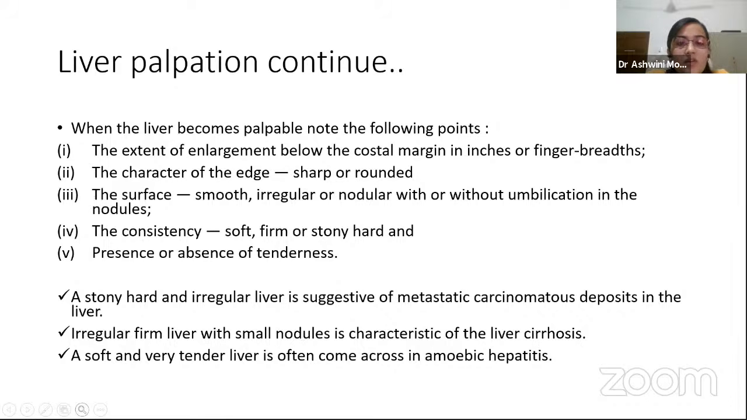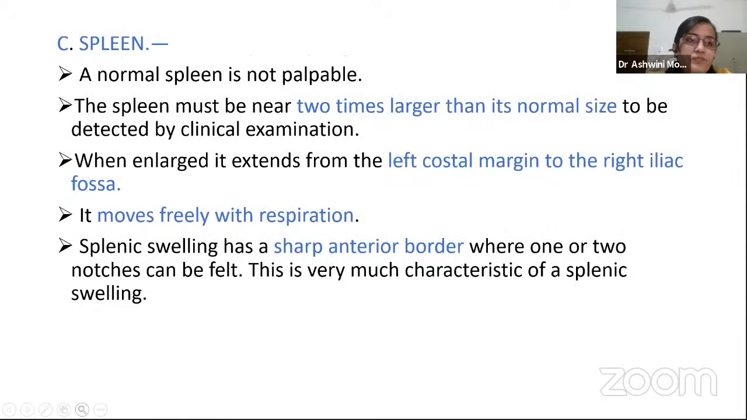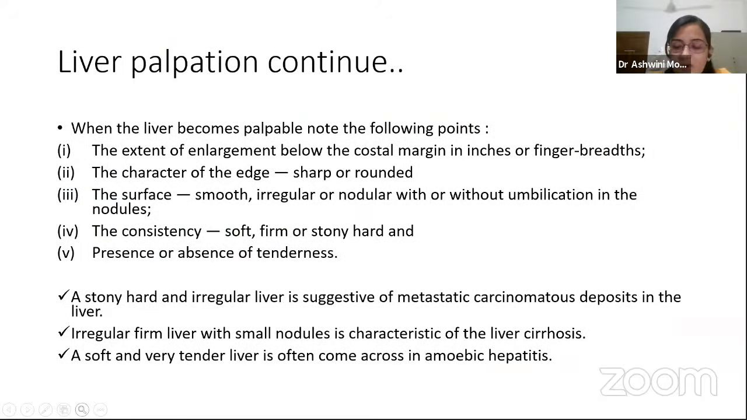A stony hard or irregular liver is suggestive of metastatic carcinoma deposits in the liver. An irregular firm liver with small nodules is characteristic of liver cirrhosis, whereas a soft and very tender liver is often come across in the case of amoebic hepatitis. This was all about the liver examination, liver palpation.